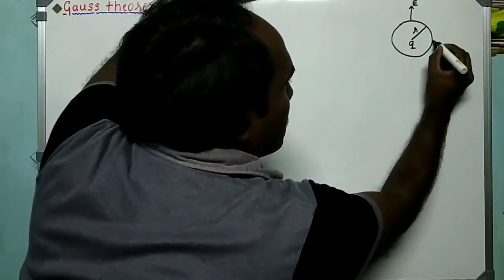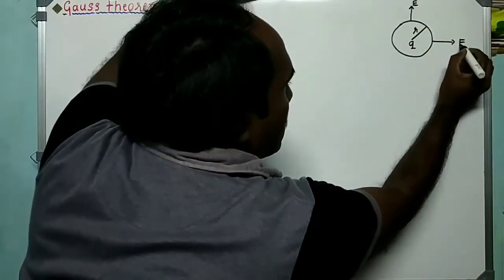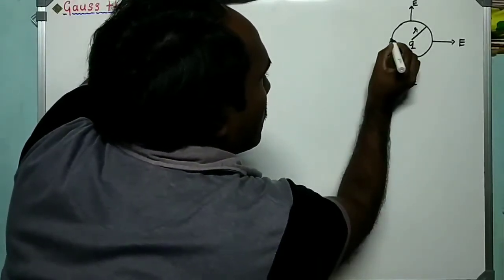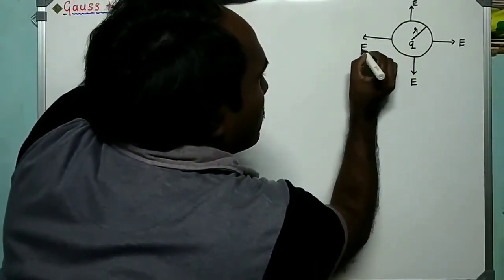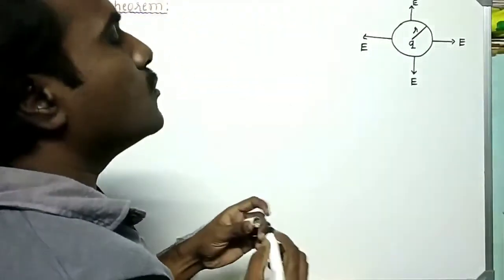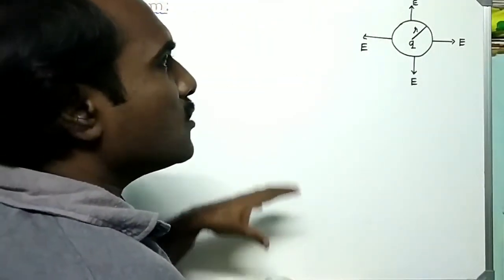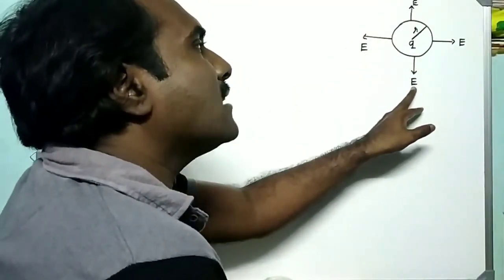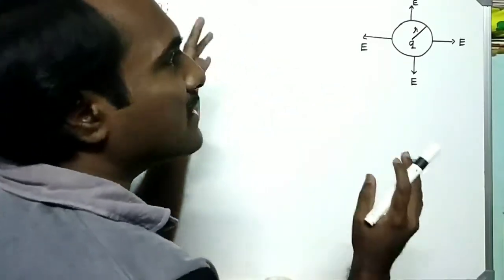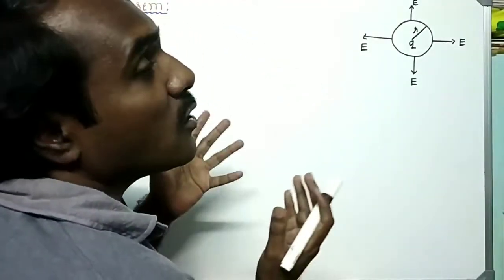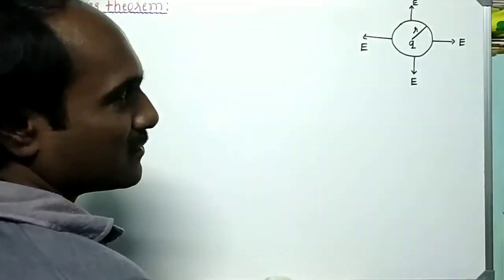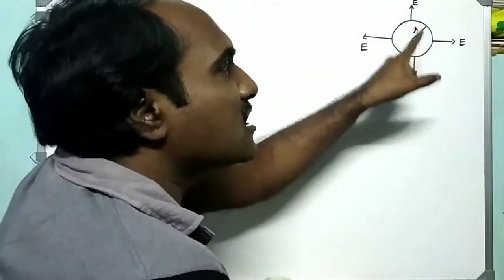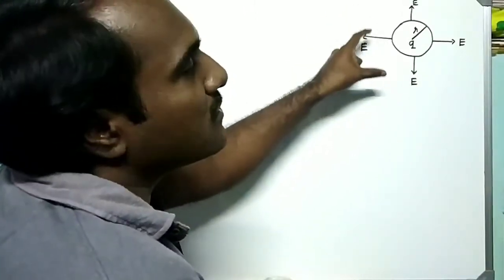E, this is also E, and this is also E, and here also E. My dear friends, I have already told you the surface on which electric field is same and it should act along normal to the surface, then such surfaces are known as Gaussian surfaces. I already told you. Hence this sphere, this shell is our Gaussian surface.